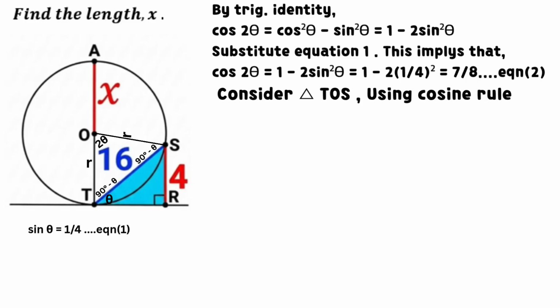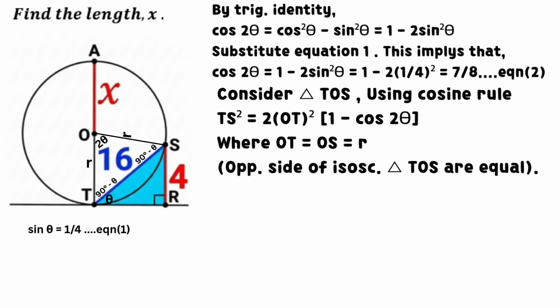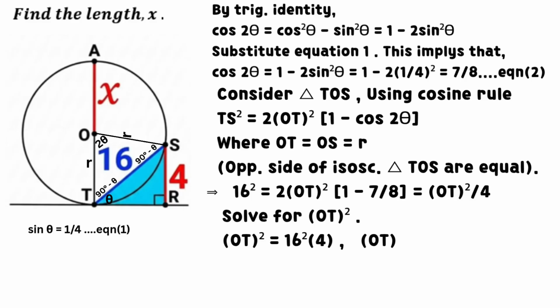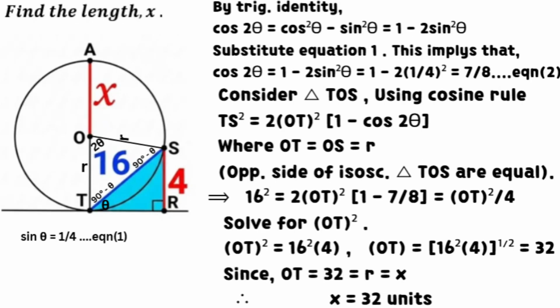Consider triangle TOS, using cosine rule. The square of length TS equals 2 times the square of length OT, times 1 minus cosine 2 theta, where length OT equals length OS, which equals r. It is because opposite side lengths of isosceles triangle TOS are equal. This implies that 16 squared equals 1/4 of the square of length OT, as shown on the screen.